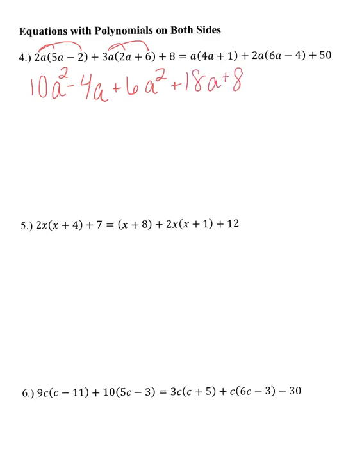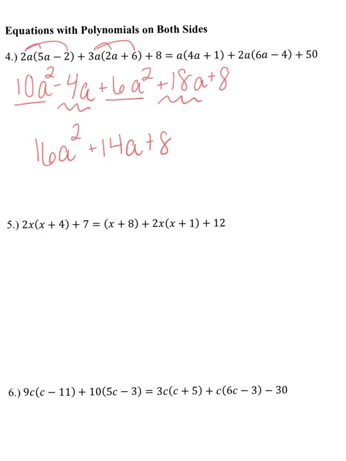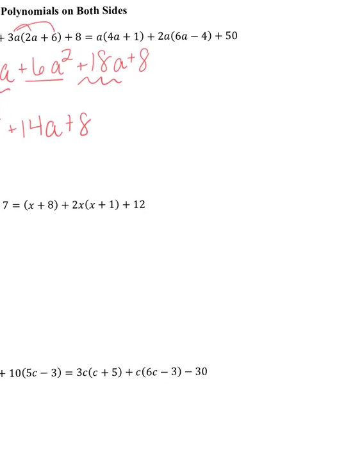Now, before I go ahead and distribute on the other side, I'm just going to condense this really quick. So 10a squared and 6a squared is 16a squared, and then the negative 4a and the 18a is going to give me 14a, and then plus 8. Okay, so now I'm going to scooch this over, and let's look on the other side. So now I'm going to distribute that a, so I get 4a squared plus a.